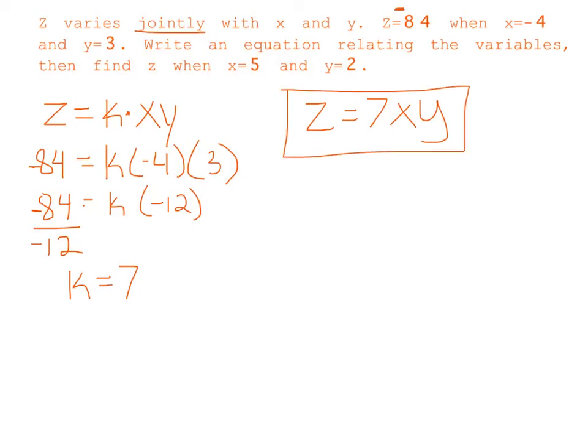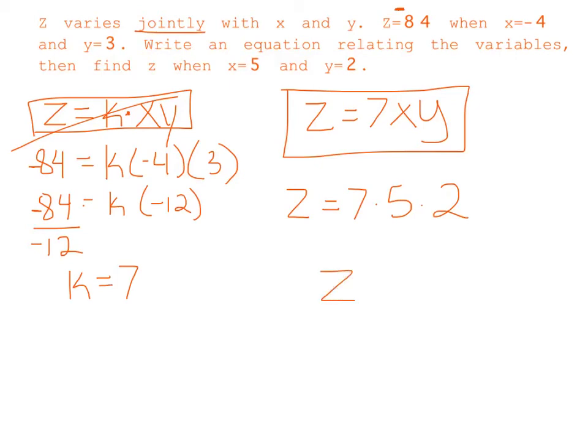A lot of people want to make this be the equation. No, that's where you start, but you have to actually figure out what k is. Then it says find z when x equals 5 and y equals 2. And 7 times 5 times 2 is 70. The end.